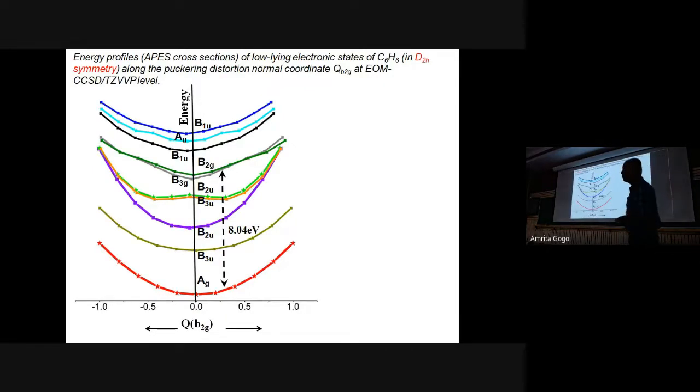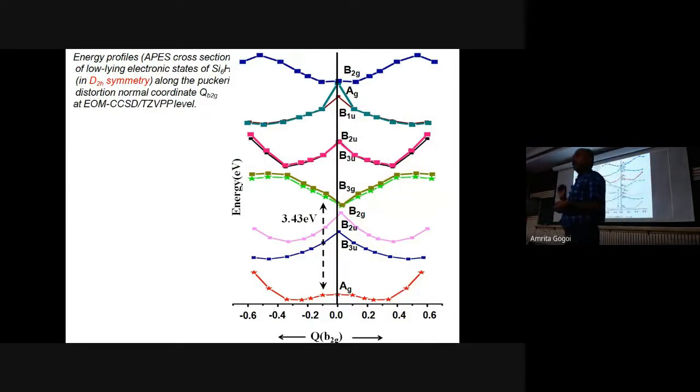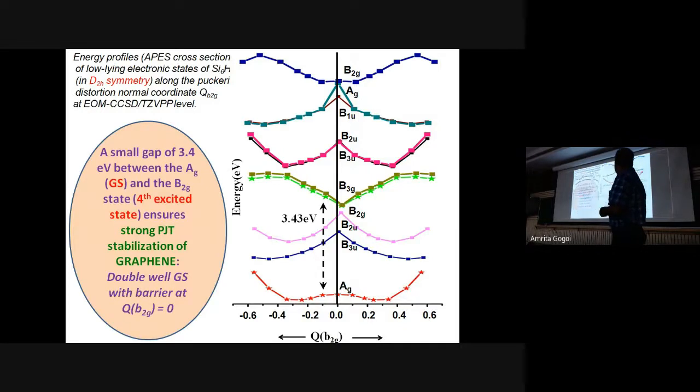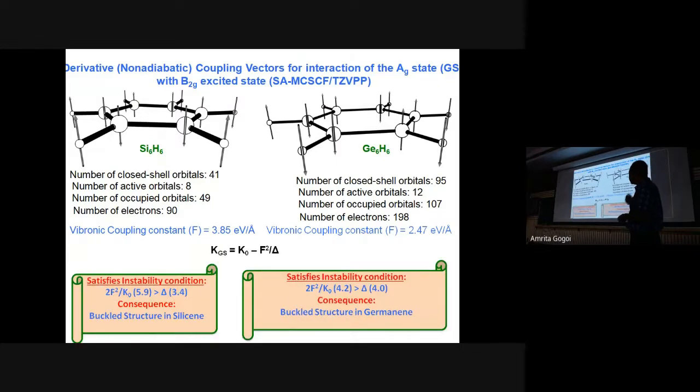Well, benzene also has a B2G state, but look at the number, 8.48 electron volt, too far away for any interaction. But now look at silicene, 3.4 electron volt. Now they can interact. So now the prediction is, what happens in the case of germanium? Well, they will interact even further because the states are even closer. So this is something which we have. We also computed the vibronic coupling constants between them. And of course, we see that silicene satisfies the condition of buckling. So as a result, silicene was buckled.